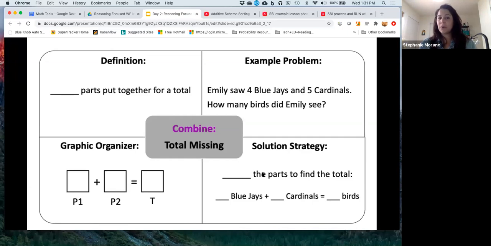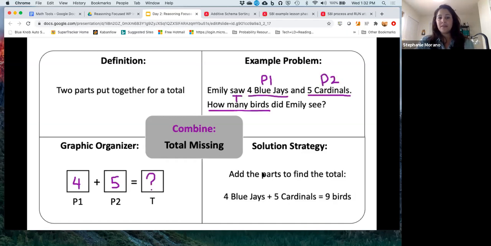We have an example problem here of a total missing problem. Emily saw 4 blue jays and 5 cardinals. How many birds did she see? So we've got the parts, the blue jays and the cardinals. What's missing? The total number of birds. We've got our graphic organizer with our equation under it. And the solution strategy is to add the parts to find the total. Again, the combined schema is our simplest schema. So this is where we start.